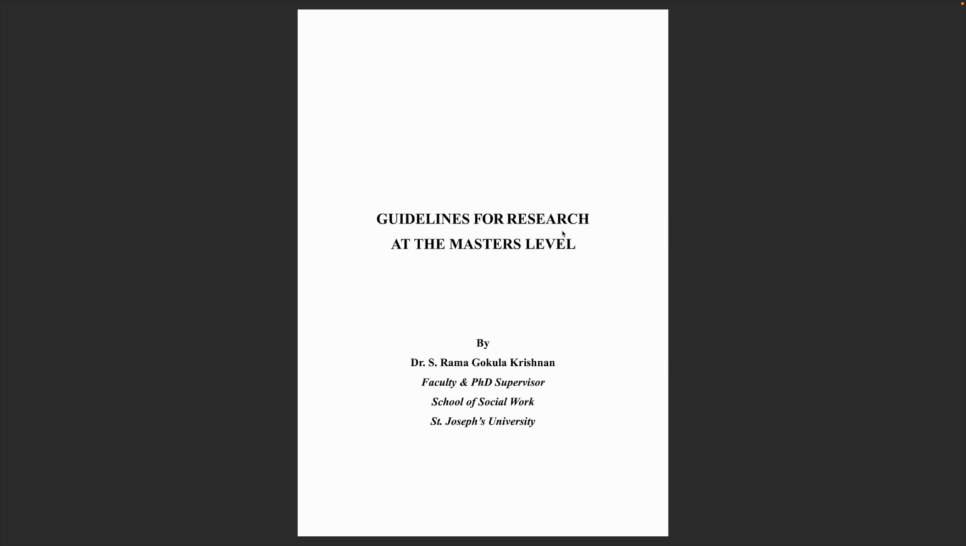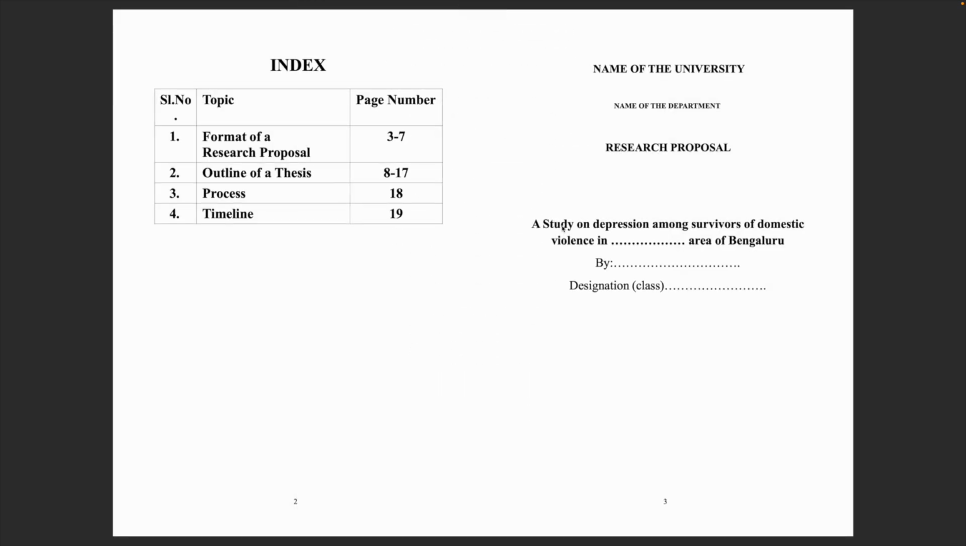So in this video I'm going to be showing you the guidelines for research at the master's level. This is a brief document that I've prepared for helping my students in my department, in my university, on how to go about their research dissertation. The purpose of this document is to help you understand how to write a research proposal, what is the ideal outline of a thesis, the process of research itself, and then quickly the timeline which everyone should follow.